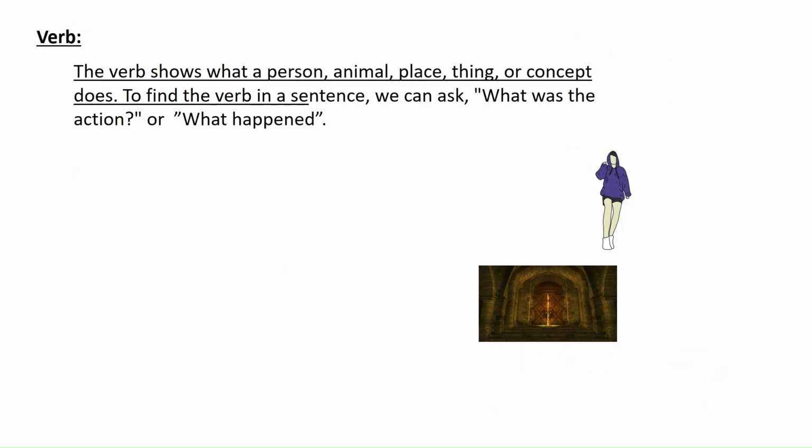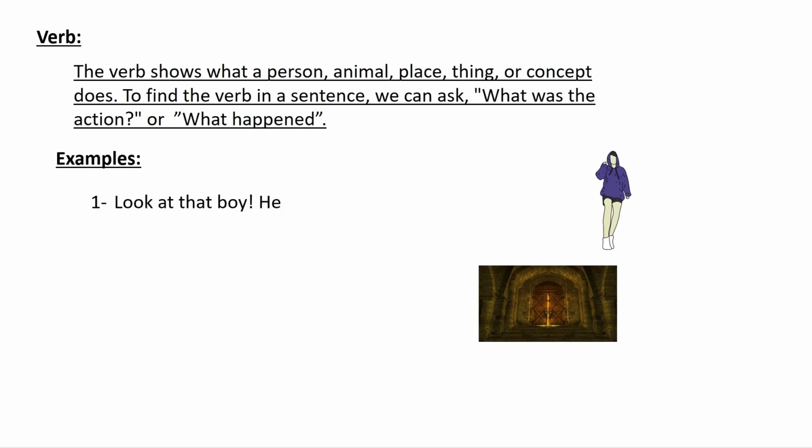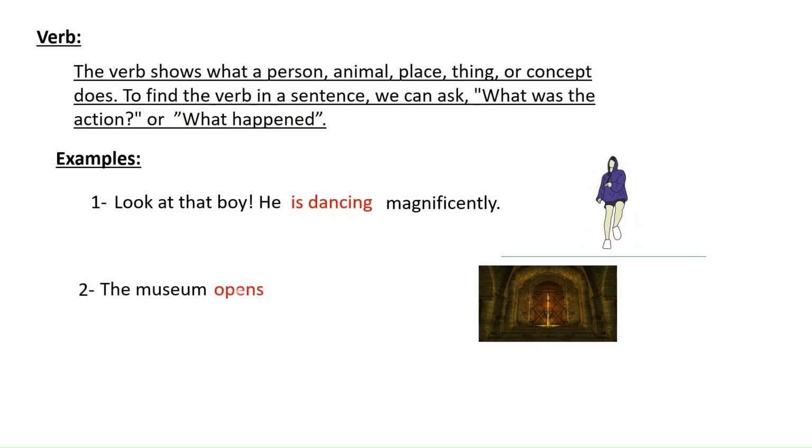On the other hand, verbs tell what a person, an animal, a place, a thing, or a concept does. And to recognize verbs in sentences, we can ask what was the action, or what happened, what happens, what is happening, or what has happened. But for more understanding, we can take some examples.